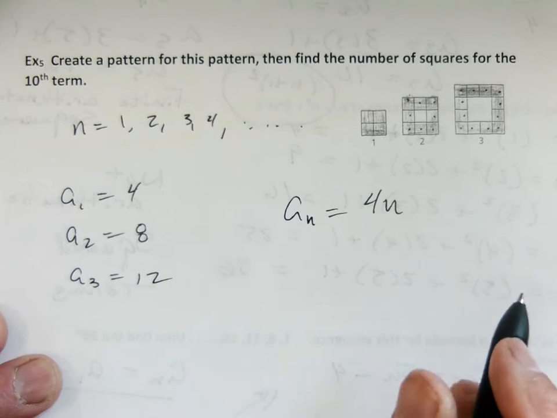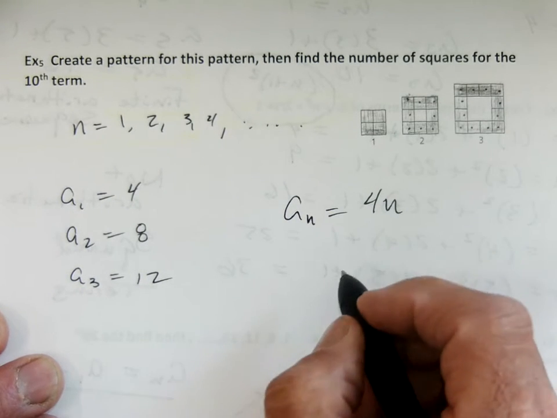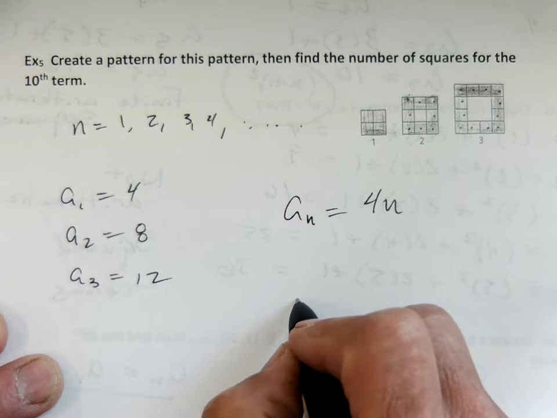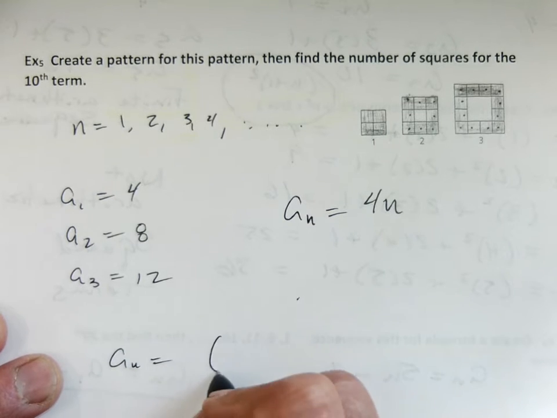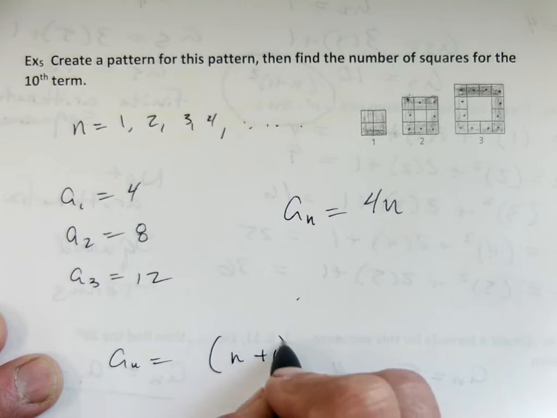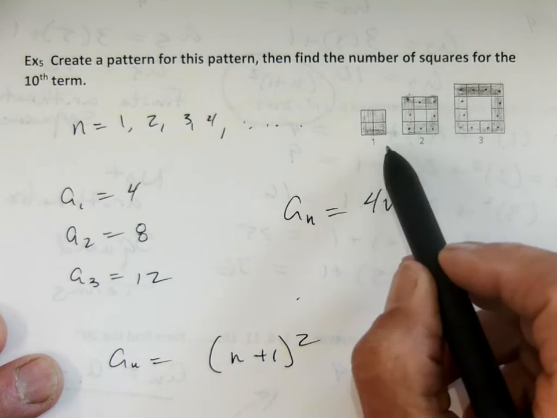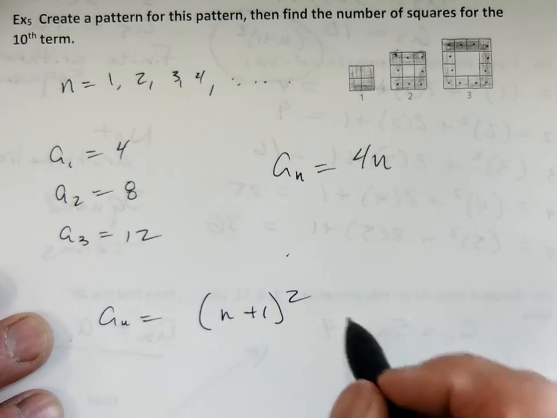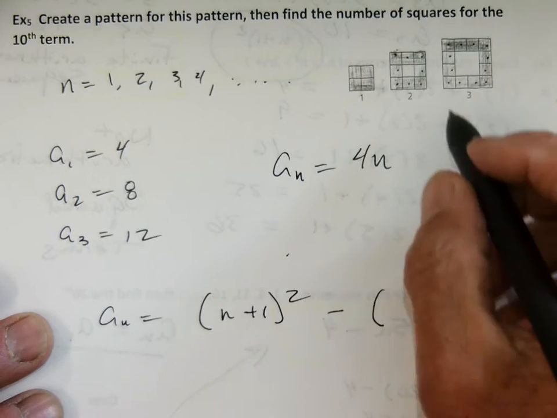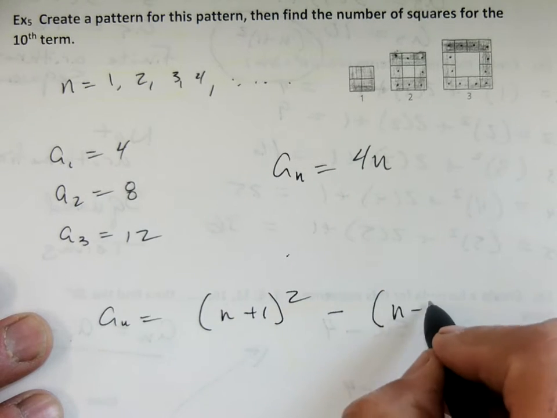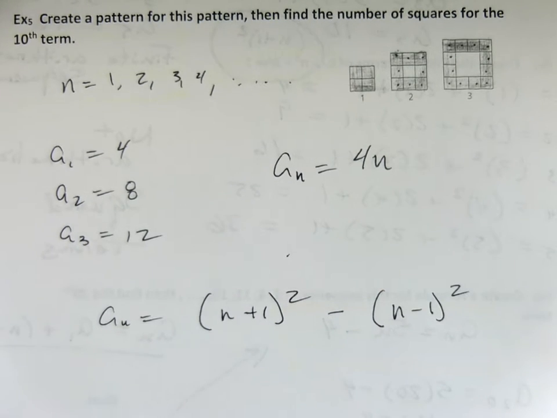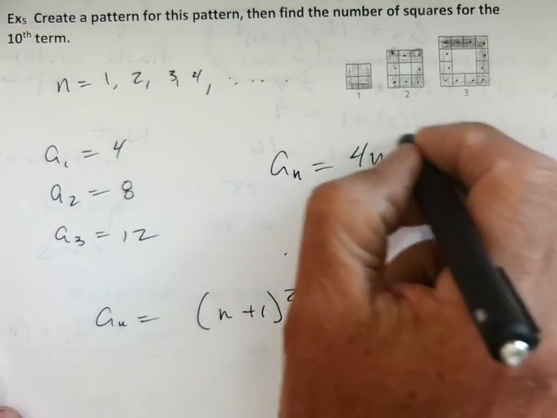What's going on theoretically is this. A of n is equal to n plus 1 squared, because it's a square. But then we have to subtract out the hole, which is n minus 1 squared. And when you simplify all this, it turns out to be just 4n.